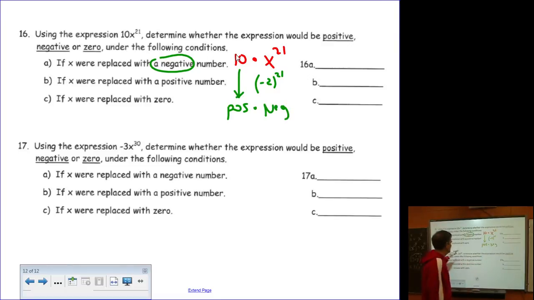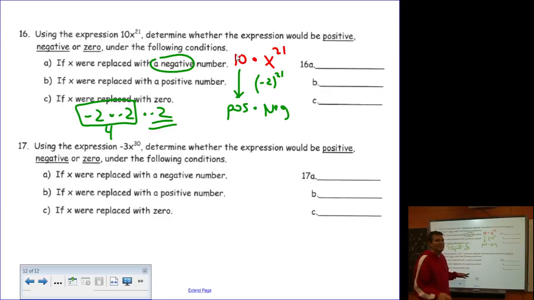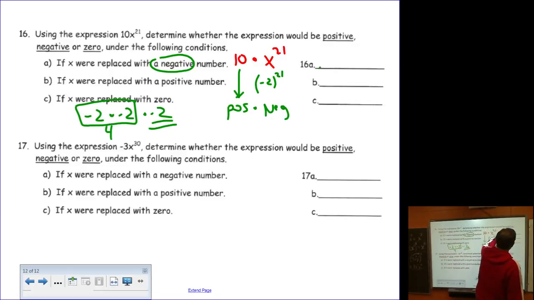All right? Because if you have an odd number of negatives, like 3 of them, every pair ends up being positive. So if you have an odd number, you have one left out. And that one guy left out turns the whole thing negative. An odd number of negatives is a negative. So what I end up with here then is a positive times a negative, which is negative.